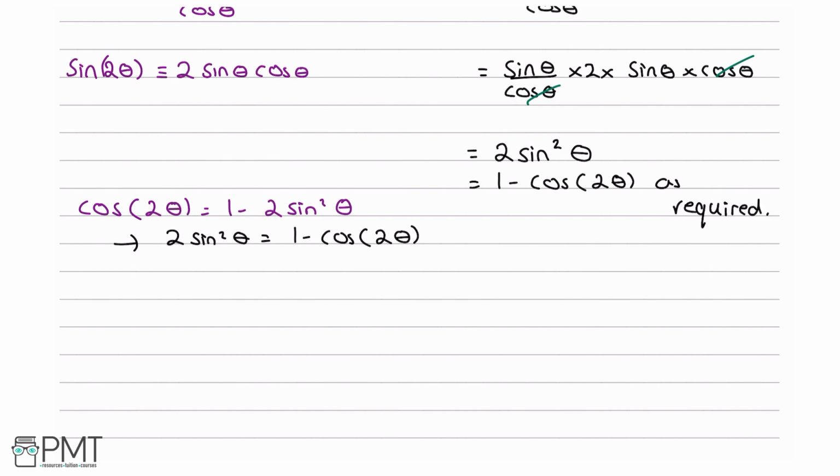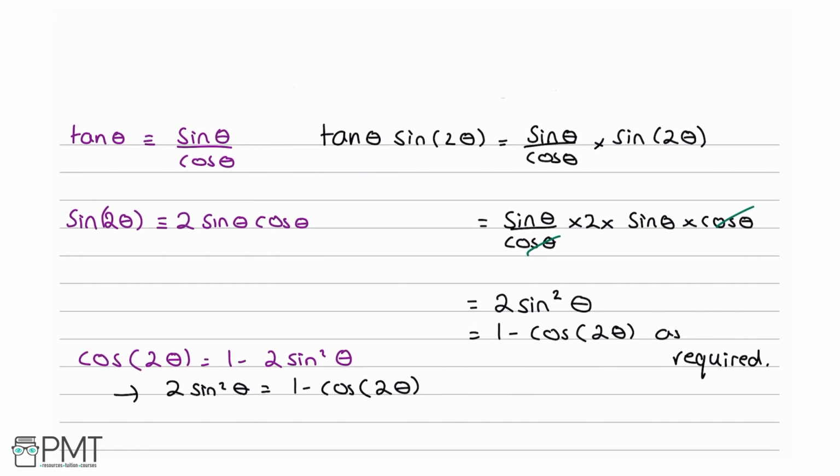So this question is worth 3 marks. Your first mark comes from using that tan theta is identical to sine theta over cosine theta, and that sine 2 theta is identical to 2 sine theta cosine theta, to get this line here. Your second and third marks come from simplifying the cosine theta to get 2 sine squared theta, and using the fact that cosine 2 theta is 1 minus 2 sine squared theta, rearranging that to complete the proof as required. So this gets you your final 2 marks.